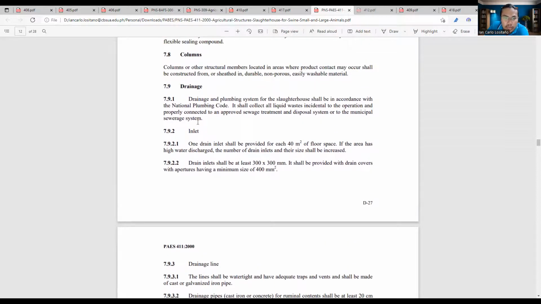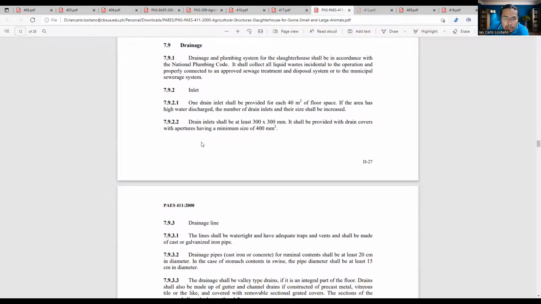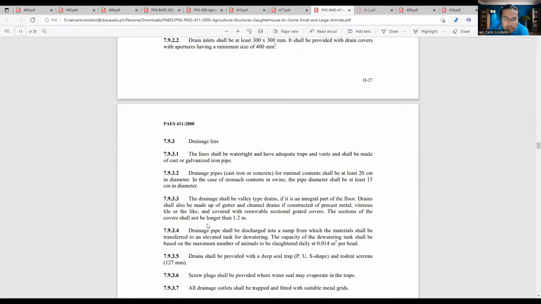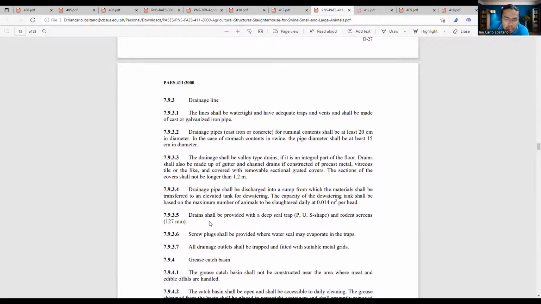Okay, drainage. There should be inlet, drainage line, drainage pipes. Okay, drainage pipe shall be discharged into a sump from which the material shall be transferred to an elevated tank for dewatering. The capacity of the dewatering tank shall be based on the maximum number of animals to be slaughtered daily at 0.014 meters cubed per head. That is a standard.